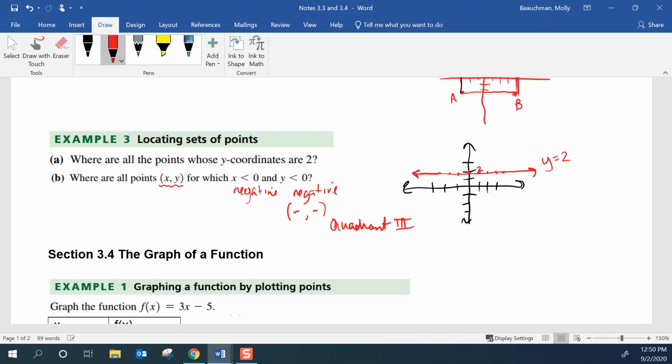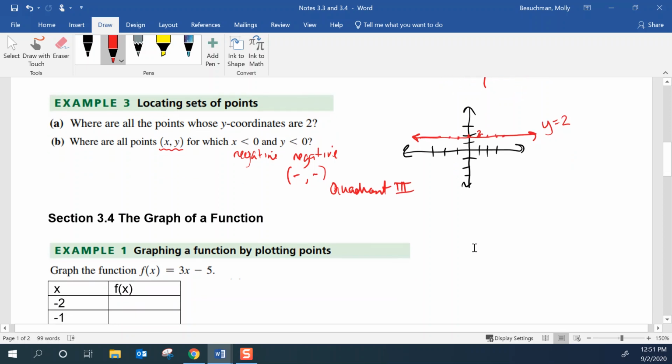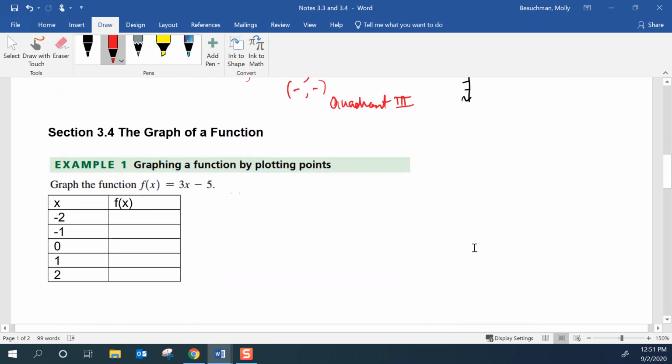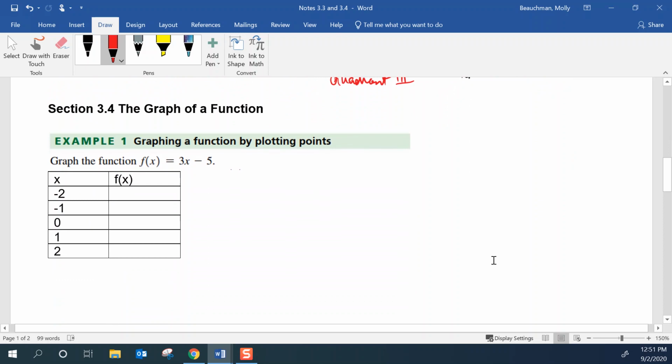All right, that's section 3.3. So we'll go ahead and continue in this video for section 3.4 as well. Section 3.4 is graphing a function. There are many ways to graph a function, and different types of function have specialized ways to graph. In this section, we're going to take a look in general how to graph a function by plotting points.